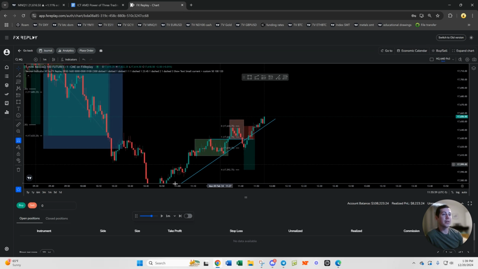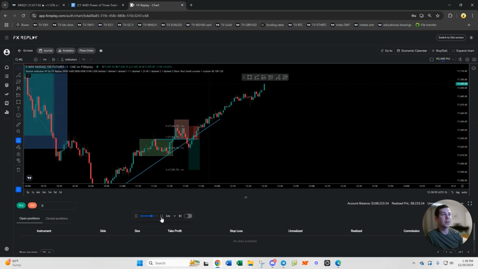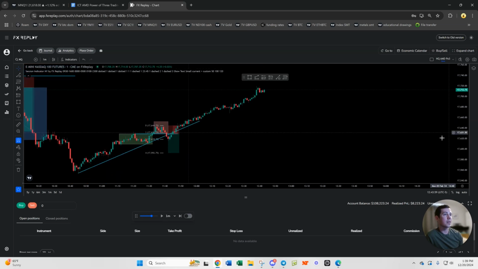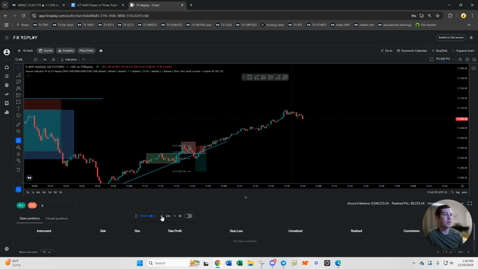We've still got a few hours left in the New York session. Let's see if we get any other accumulations. Price is just trending to the upside right now, which is fine. Not really anything to look for at the moment.